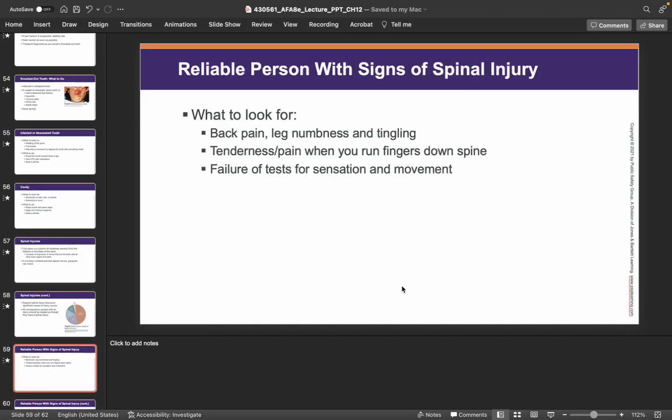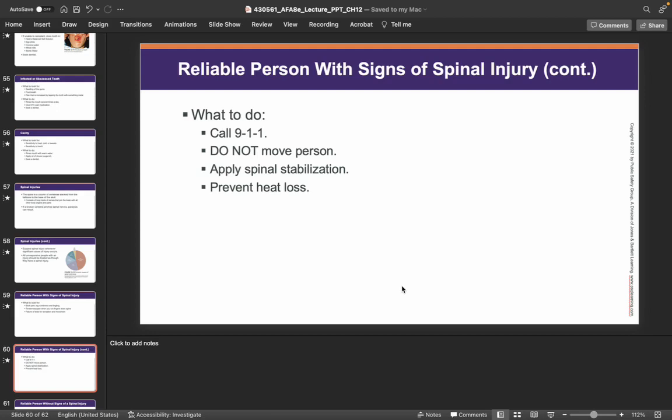If somebody is responsive and they have signs of a spinal injury, some things to look for: back pain. If they're starting to have numbness or tingling down their extremities, that's a big sign of some sort of nerve injury. Okay, tenderness or pain directly on the spine is a big one. And then if they're unable to move limbs or have sensation in those limbs, those are really big red flags for spinal injuries.